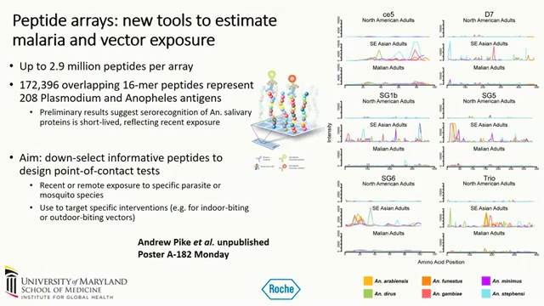But the novel element here is that what is also on the array are peptides from Anopheles saliva antigens. So obviously when a mosquito bites, it inoculates saliva as an anticoagulant, and you as an individual will develop an immune and antibody response to that saliva. So a potential marker for exposure to bites. Again, this is a really neat way of drilling down onto identifying markers of exposure to mosquito bites.